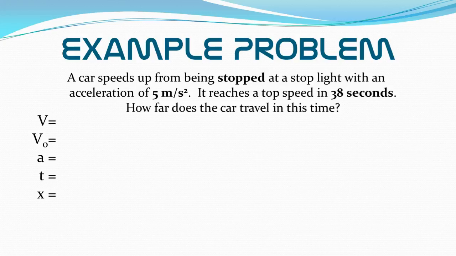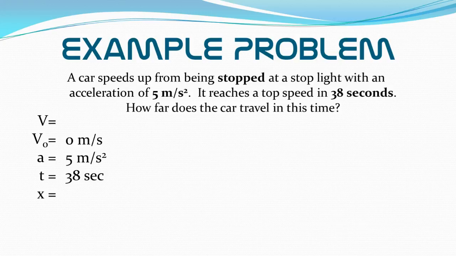Based on this scenario, the car speeds up from being stopped, so its initial velocity is 0 meters per second. It has an acceleration of 5 meters per second squared. It reaches its top speed in 38 seconds. Initial velocity is in meters per second, acceleration is in meters per second squared, time is in seconds. Knowing your variables helps you put the given information into the right spot.